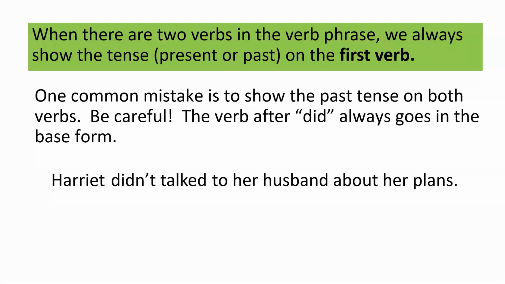Look at this sentence. This is a sentence with a little mistake. Can you see the mistake? Harriet didn't talk to her husband about her plans. There's the mistake. It should be Harriet didn't talk. So this looks like it's in the present tense, but you have to look at the whole phrase together. The past tense is here. That makes the whole phrase in the past.